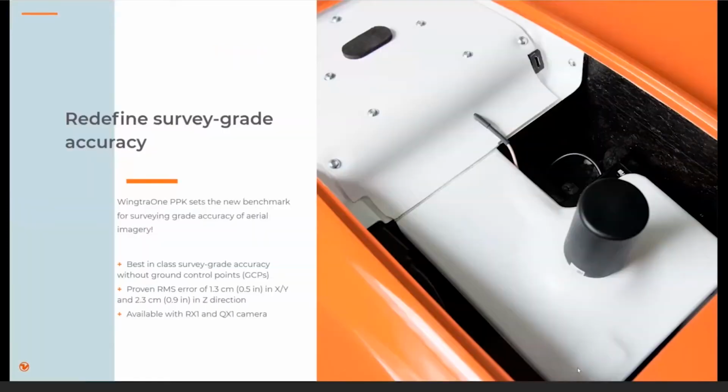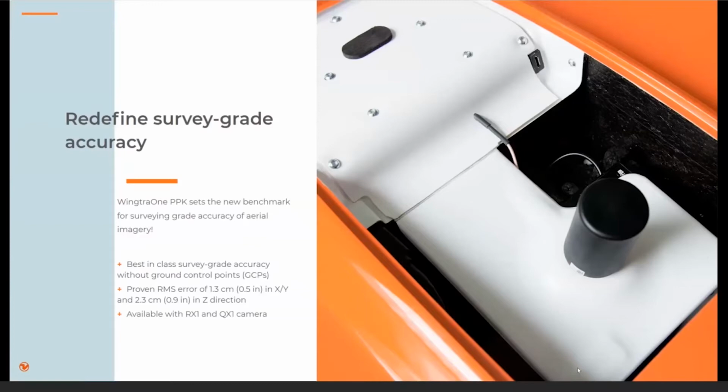So besides the camera, you need a really high accurate, high quality PPK module. In our case, we use a dual frequency antenna from Septentrio. And this allows you, it's integrated directly above the camera, to have the highest accuracy of the geotags.